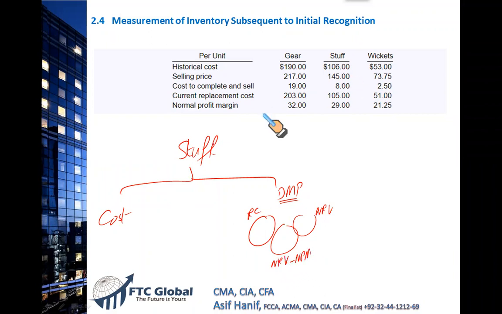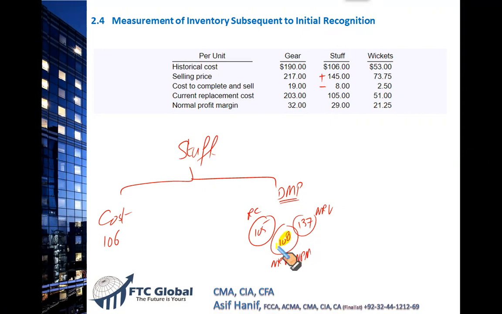So in this case, your cost is 106, put it here. Your designated market price is going to be the middle number. Replacement cost is 105. NRV, that is selling price minus cost to complete and sell, is 137. And NRV minus normal profit margin, 137 less 29, gives you 108. Now, which of these is the middle number? 105 is too low, 137 too high, the mid number is 108.